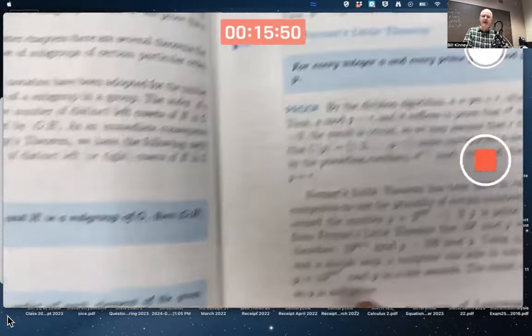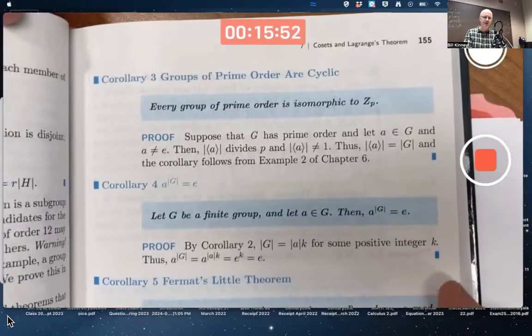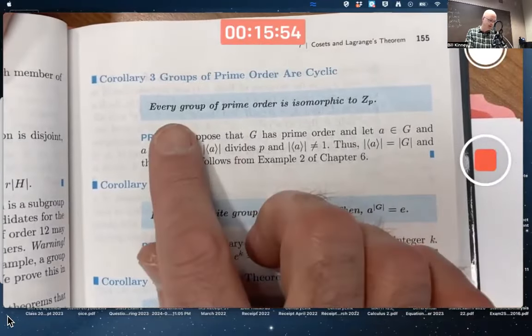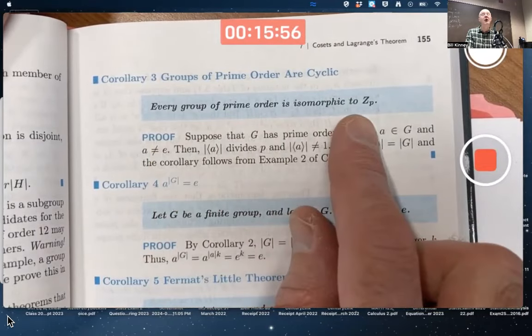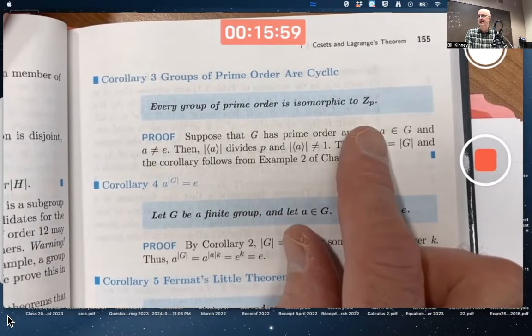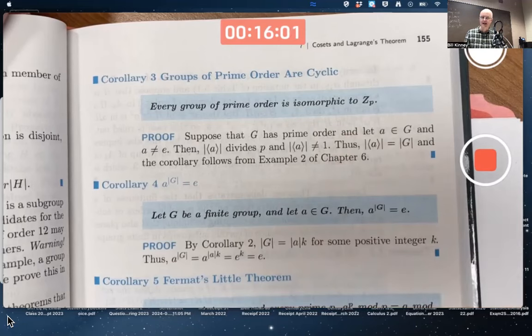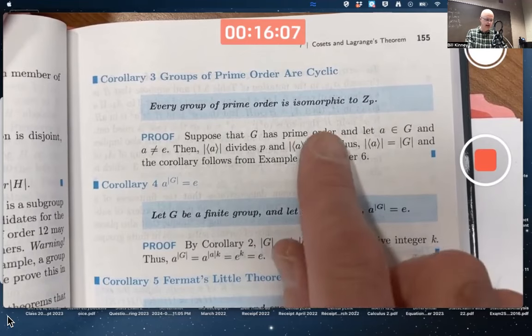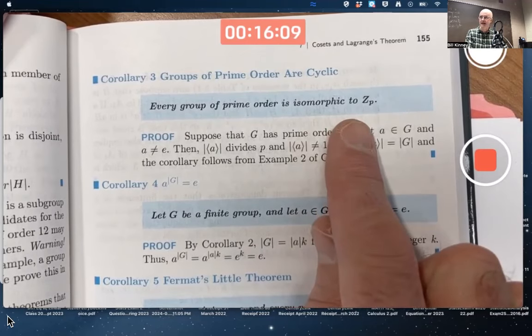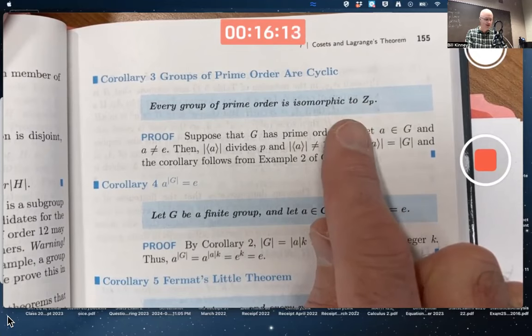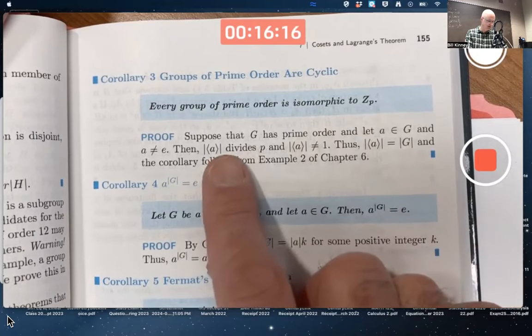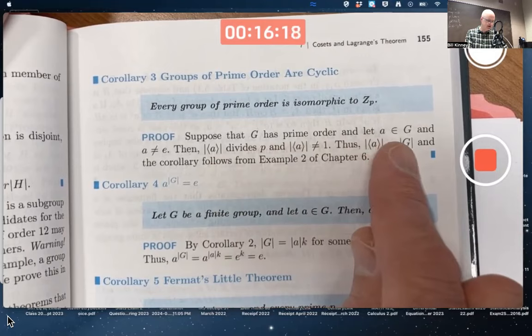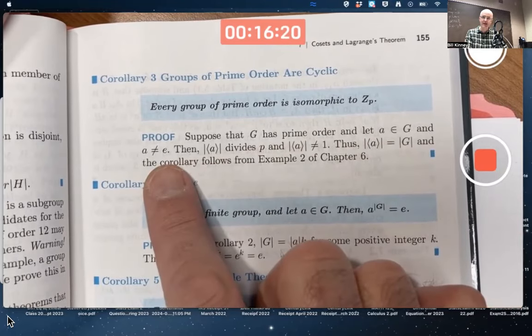Next corollary is exactly what we did a few minutes ago: every group of prime order is isomorphic to Z_p. Okay, we phrased this differently. The problem we just did was that if G has prime order p, then G itself is cyclic. But here they're saying it's isomorphic to Z_p. Isomorphism. What's the difference?